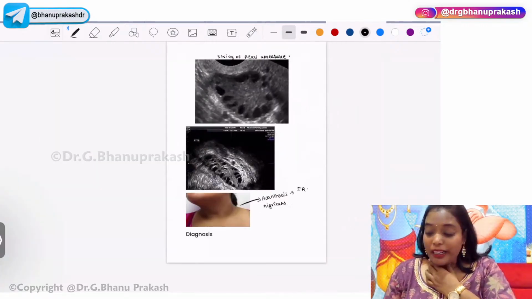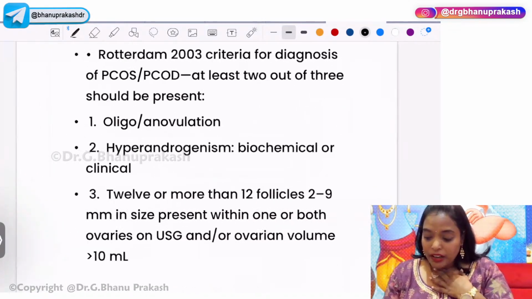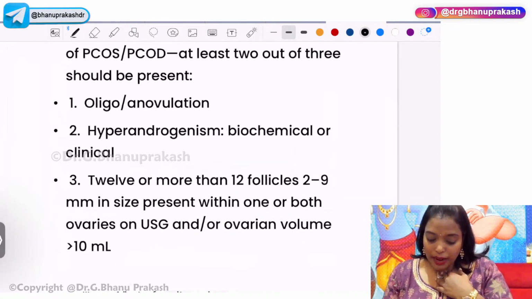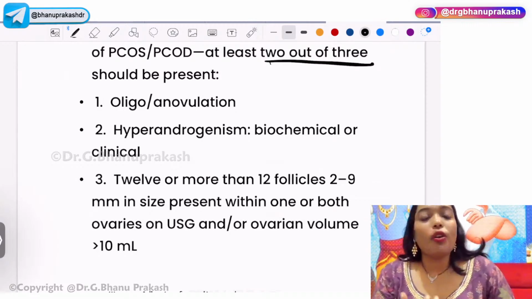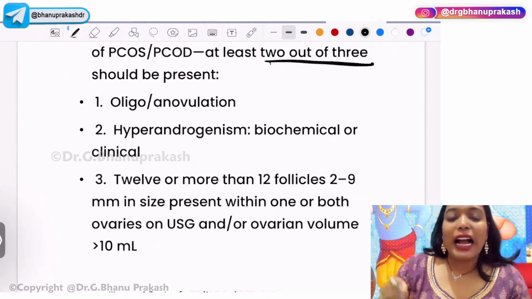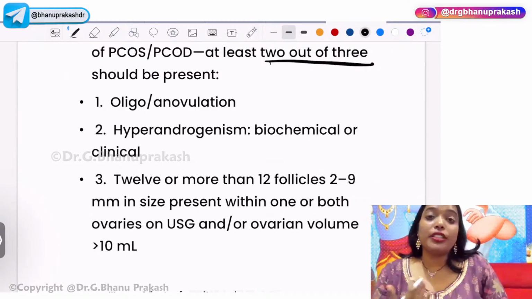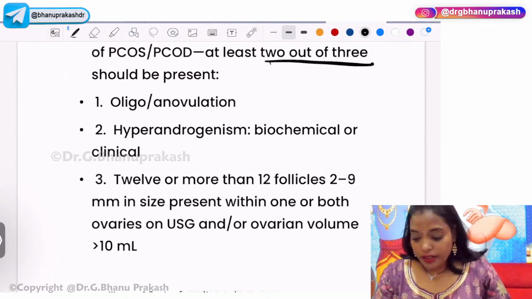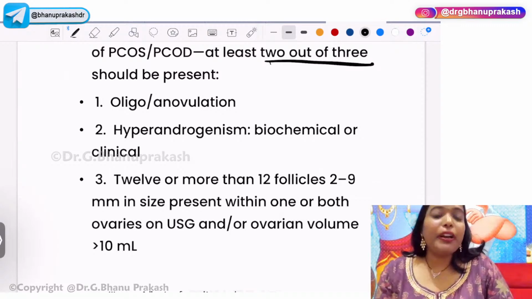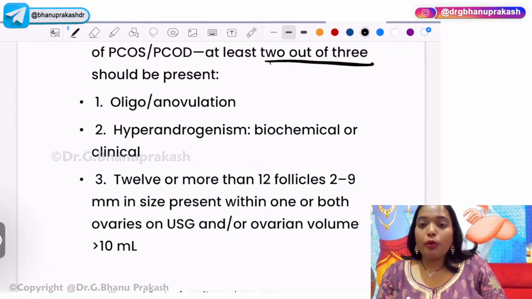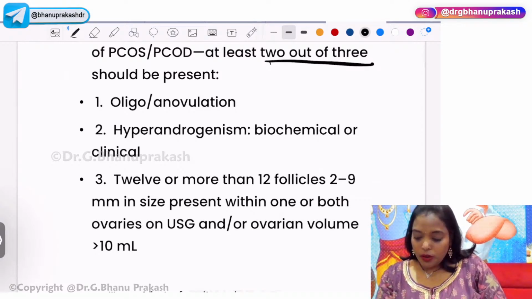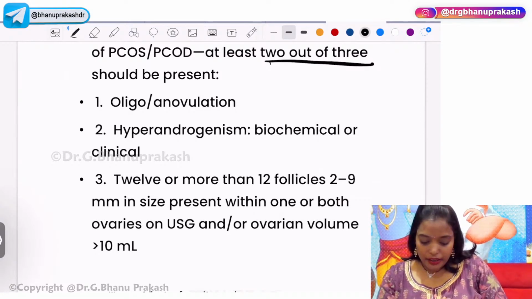How do we diagnose? We mainly diagnose based on Rotterdam's criteria. So what is Rotterdam's criteria, guys? At least 2 out of 3 should be positive. What are those? Oligo or anovulation; hyperandrogenism, clinical or biochemical; and 12 or more follicles of 2 to 9 mm size in one or both ovaries, or ovarian volume more than 10 ml. Right? Okay.